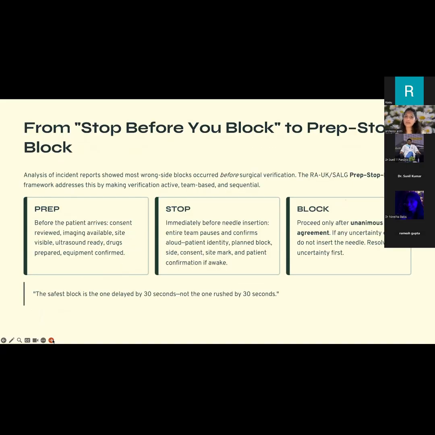A similar situation should be instilled for our regional anesthesia techniques too, especially when you're doing it outside the operation theater in a separate block room. Always try to perform a stop before you block. This is the publication by the RAUK group in the UK, where you prep, stop, and block the patient.